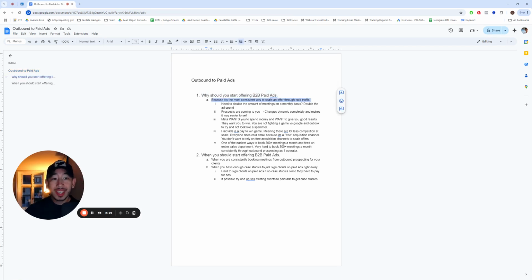But essentially, why should you start offering B2B paid ads, right? It's because it is the most consistent way to scale an offer through cold traffic. That's it. It's super consistent, right? Because the ad spend, if you're booking on average a meeting for every $200, it's not next week going up to $500, $600. It's usually going to be around $200, $300, right?